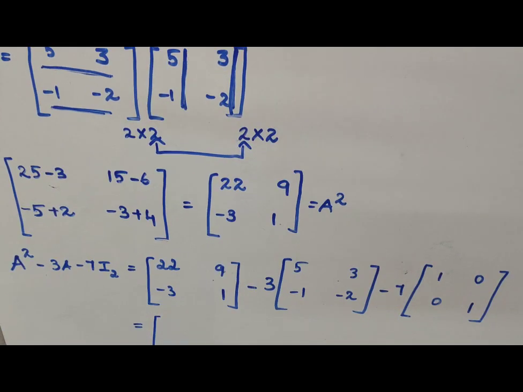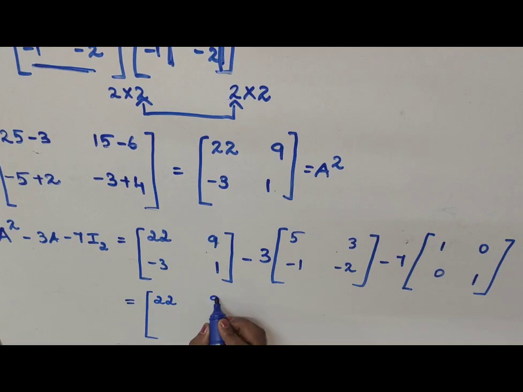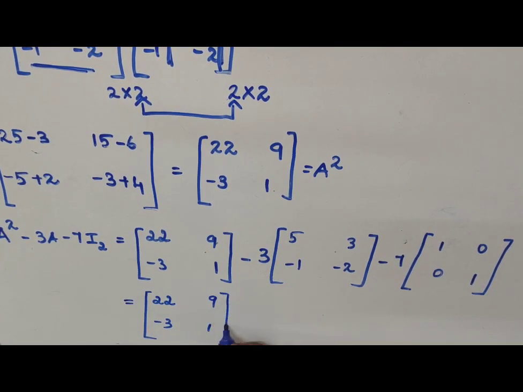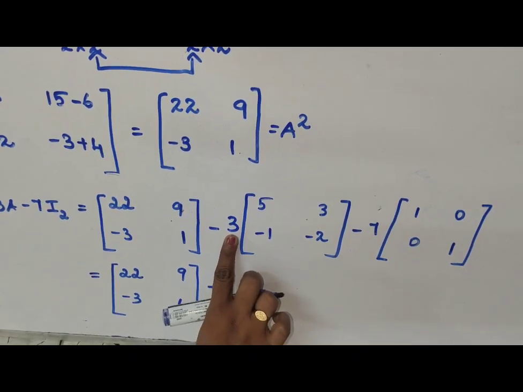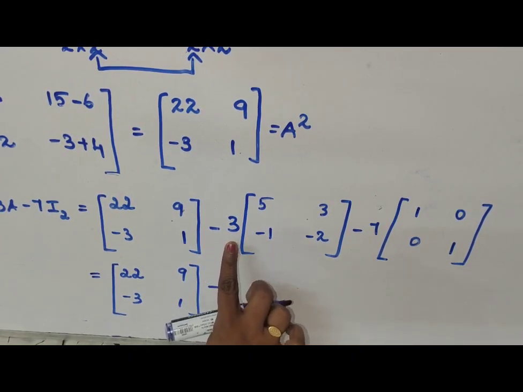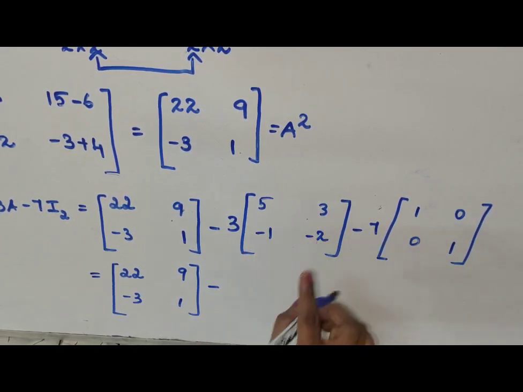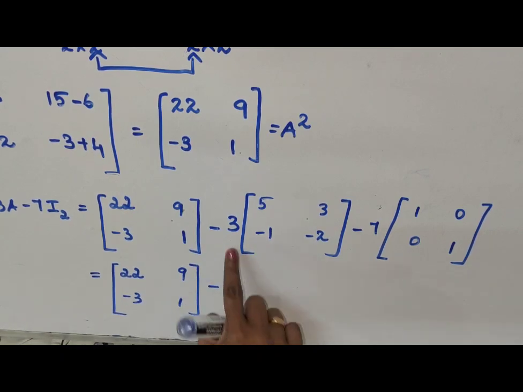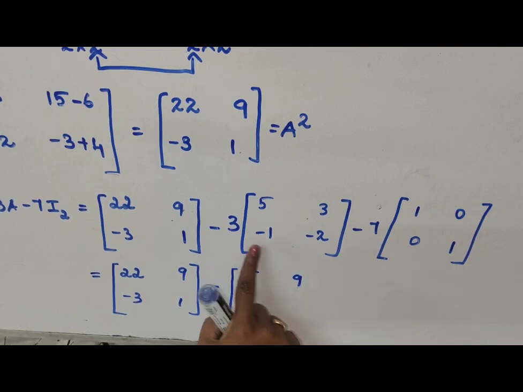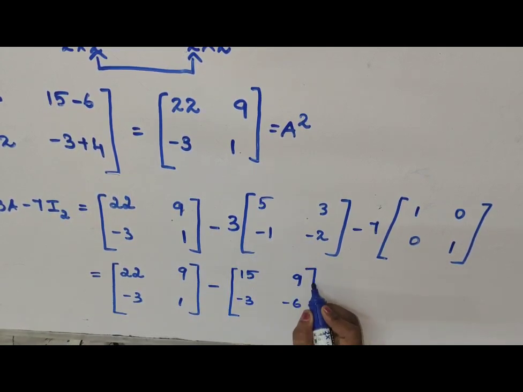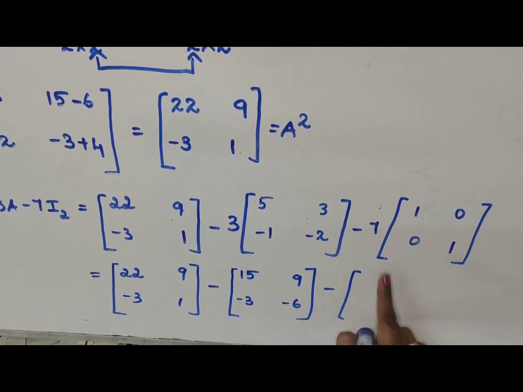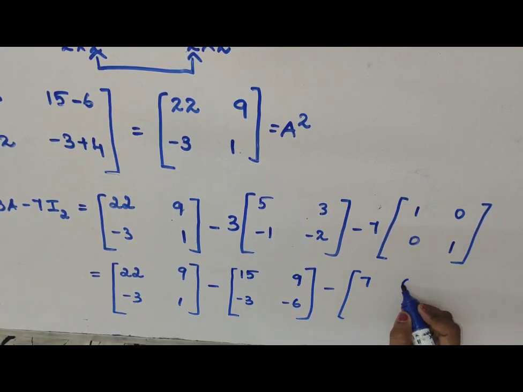Next, what I will do is keep the first term as it is. Minus, this 3 I will multiply with the terms. This is not a matrix multiplication, this is normal multiplication, because we have to multiply 3 with all the terms inside the matrix. 3 into 5, 15. 3 into 3, 9. 3 into minus 1, minus 3. 3 into minus 2, minus 6. Similarly, for this term also I will multiply 7. 7 into 1, 7, 0, 0, 7.